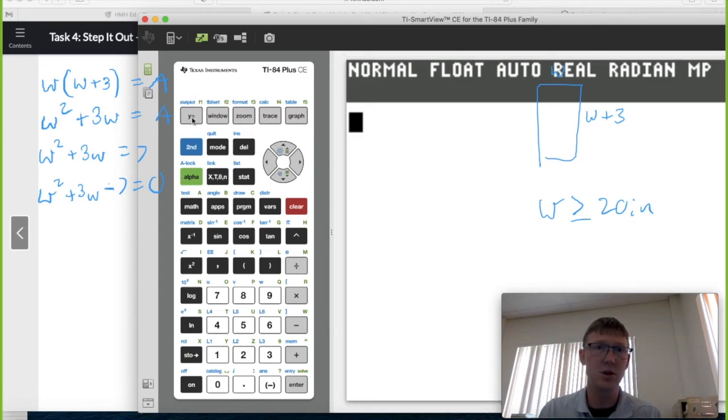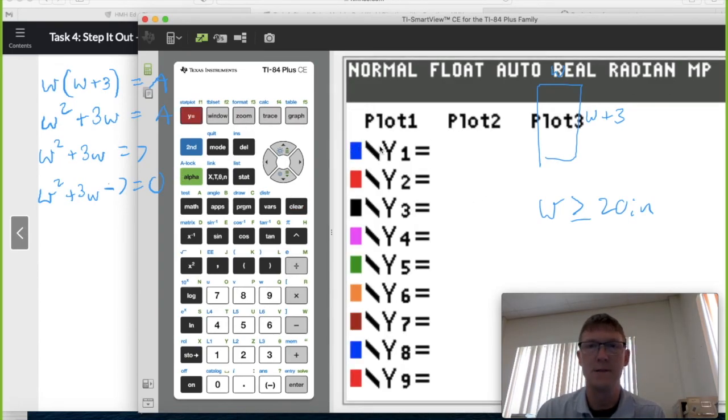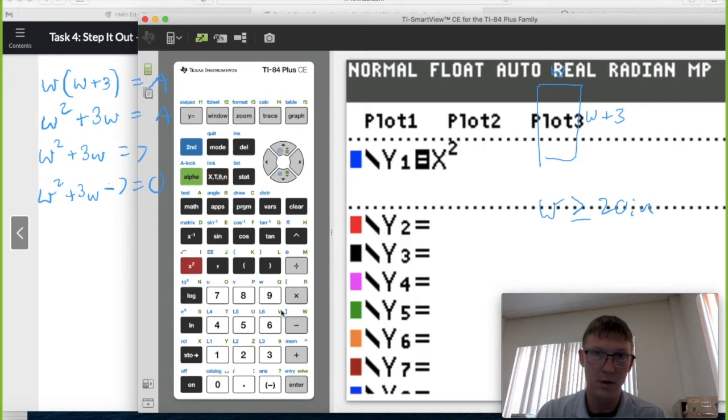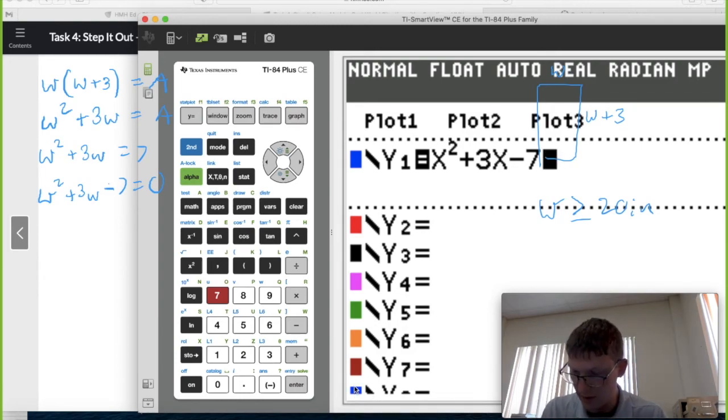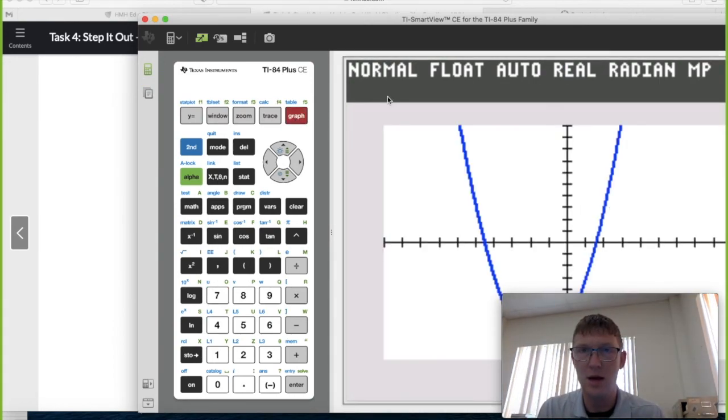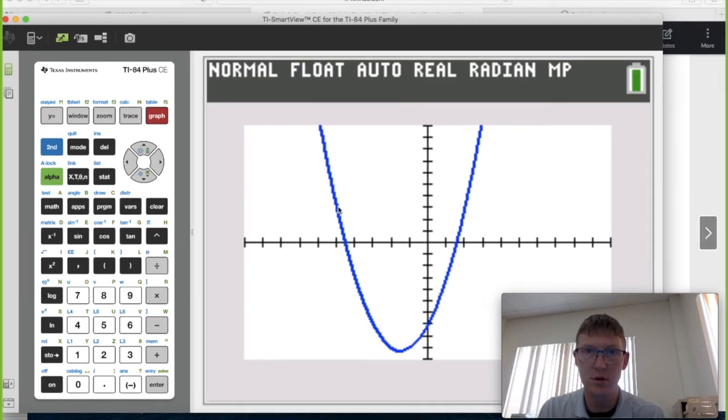When you first turn it on, you probably have a screen like this. If you just go up here to your Y equals button, you're going to get a screen like this. Now, on ours, it uses W's. You're going to have to use X's. So this is our variable button right here. So you're going to push X, and it's squared, plus 3x minus 7. And so I can get rid of my chicken scratch since I have it. So then you're going to push your graph button, and it will show your graph.